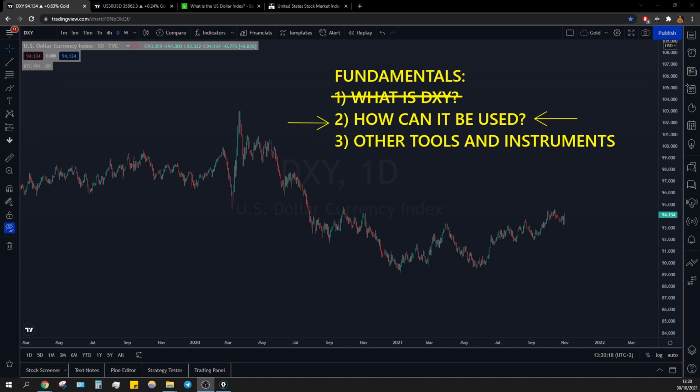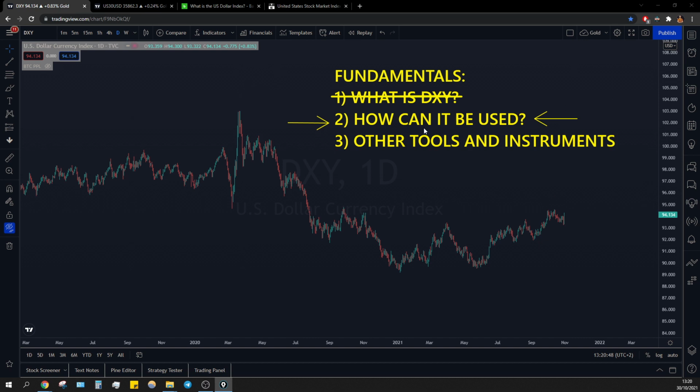Okay, welcome back. So in the first part, we did the first fundamental point, which was what is the dollar index? We saw what it is, which pairs it is traded against, and why it is an index. So it's not a predictor of anything. It is actually showing you what the dollar value is against many other pairs.